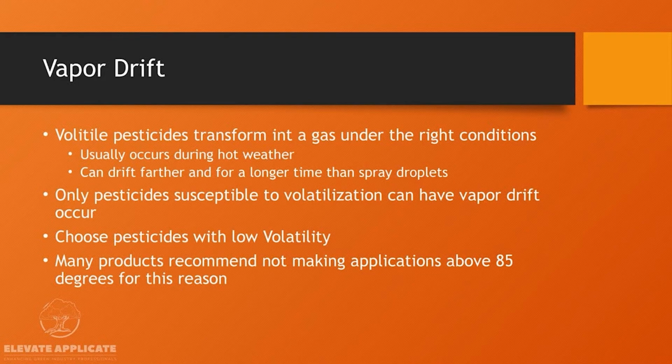Vapor drift. So vapor drift is volatile pesticides transforming into a gas under the right conditions. Usually occurs during hot weather. Can drift farther and for longer time than spray droplets. Only pesticides susceptible to volatilization can have a vapor drift. Choose pesticides with a low volatility in order to stop vapor drift. And many products recommend not making applications above 85 degrees Fahrenheit.